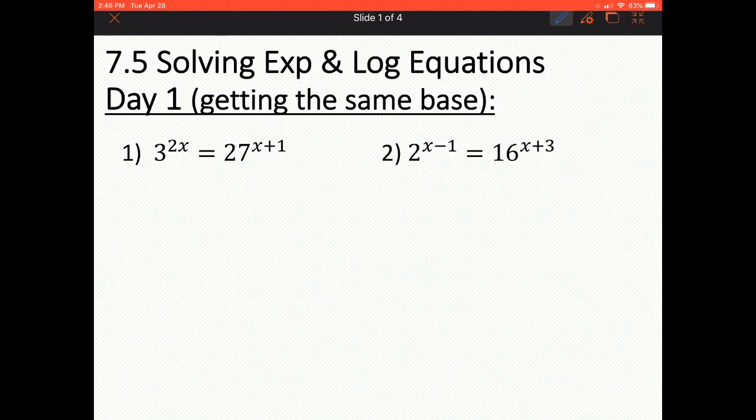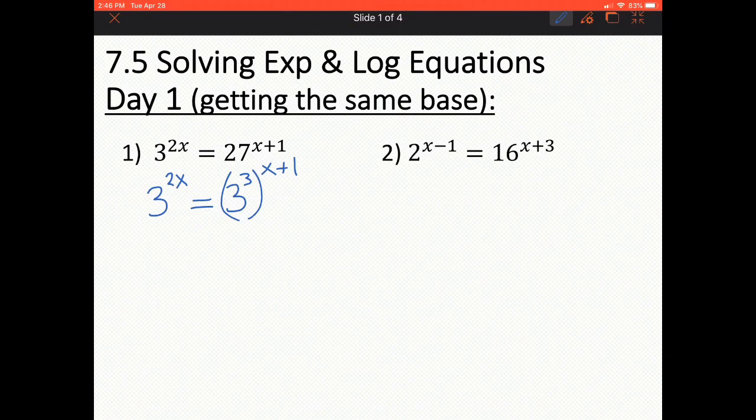In order to do that, we want to try to make both bases be the same. The left side has base 3 and the right side has base 27. So we know that 27 is actually 3 to the third power. So let's rewrite both sides. So 3 to the 2x equals, and 27 is really 3 to the third power. Put that in parentheses and leave the x plus 1 as the exponent.